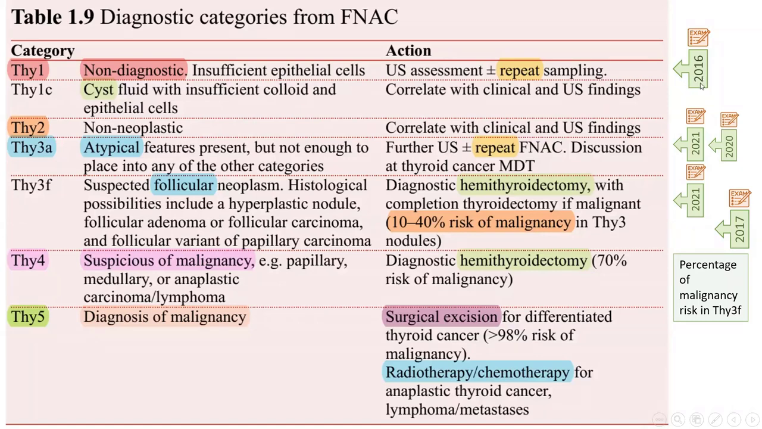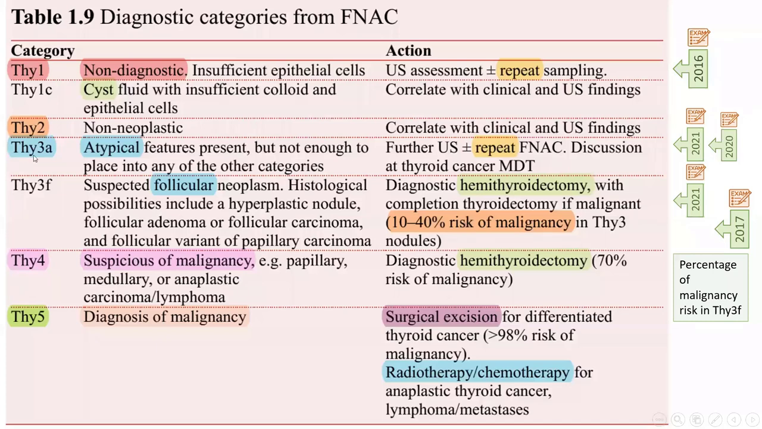And this is a question in 2016. Don't forget, this is a new type, Psi 1C. C means cyst fluid with insufficient colloid and epithelial cells. What is the action? Correlate with the clinical and ultrasonographic finding. So Psi 1C means Psi 1 cyst. Psi 2, this is non-neoplastic, correlate with the clinical and ultrasonographic finding, and we can repeat fine needle aspiration biopsy within 3 to 6 months.